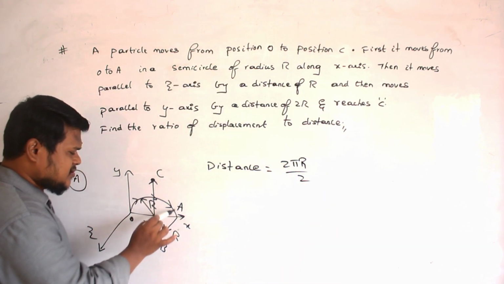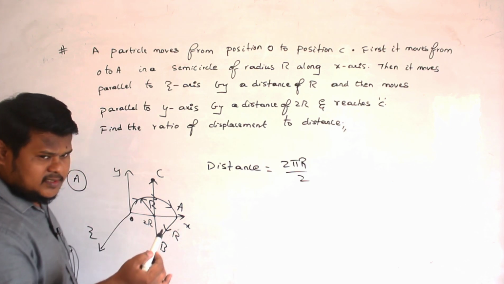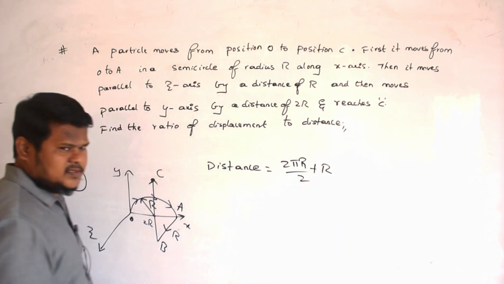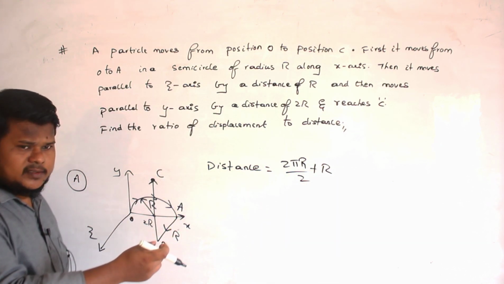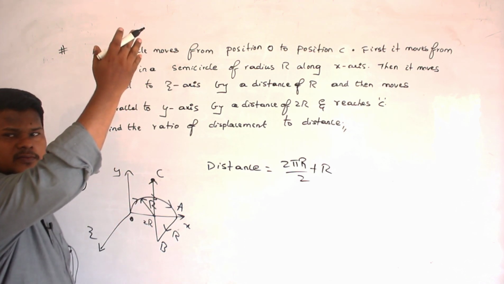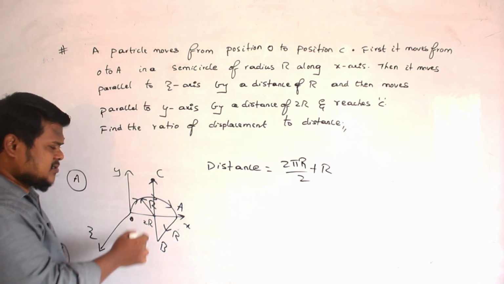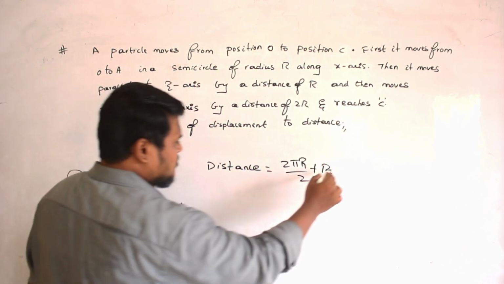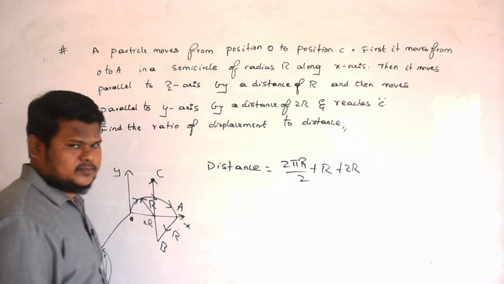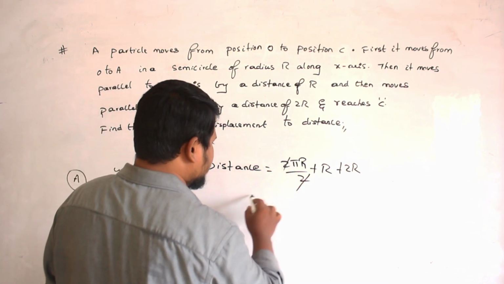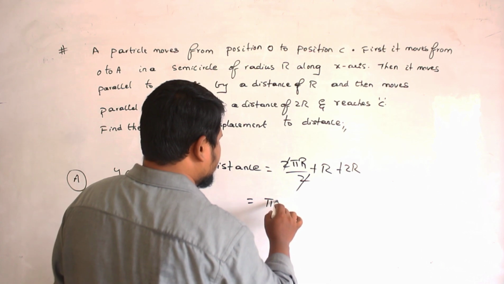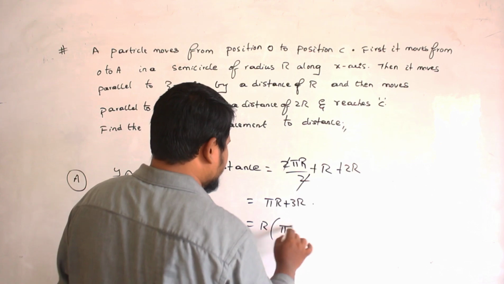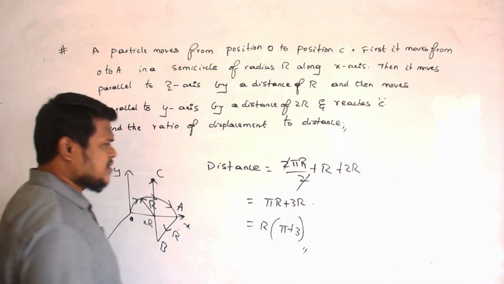Now distance up to here is completed. Then along z-axis he is traveling how much distance? r distance. So he is traveling in a straight line only, no? Plus r. So he reached somewhere here. Now he is moving parallel to y-axis. On the y-axis how much distance? 2r distance, so plus 2r. Clear, no? Add all of them. So the 2 gets cancelled, so pi r plus 3r. If you take r common, then it is pi plus 3 times r. So this is the total distance traveled by this person.